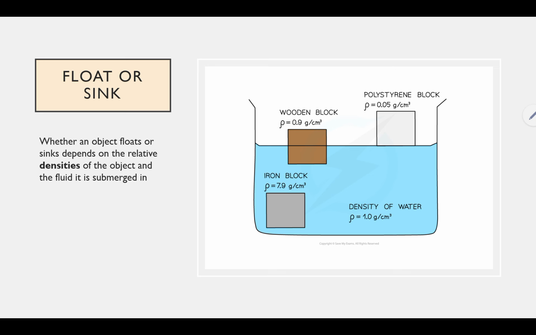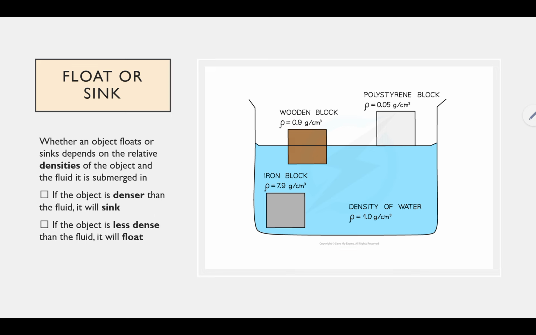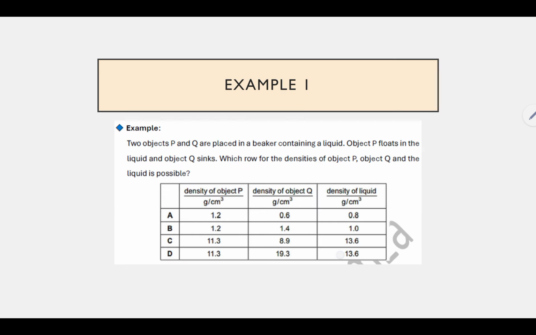Hence, whether an object floats or sinks depends on the relative densities of the object and the fluid it's submerged in. If the object is denser than the fluid, it will sink, and if it's less dense than the fluid, it will float. Here's an example. Please pause the video, try it on your own, and then unpause to check your answer.